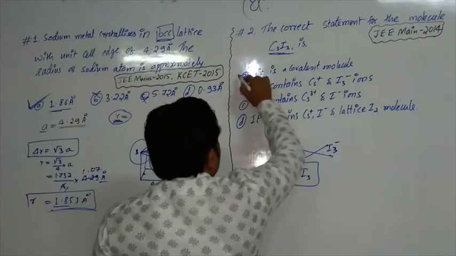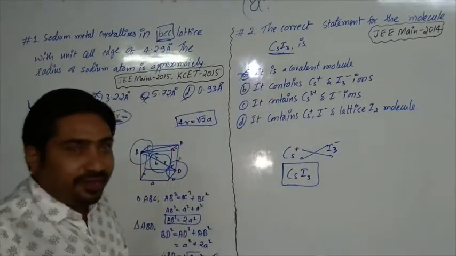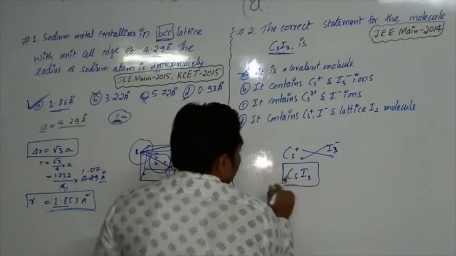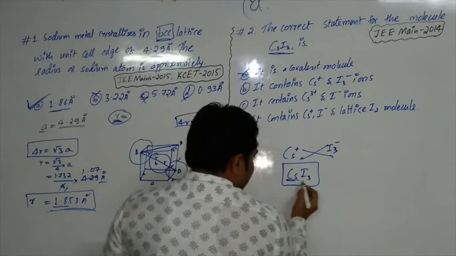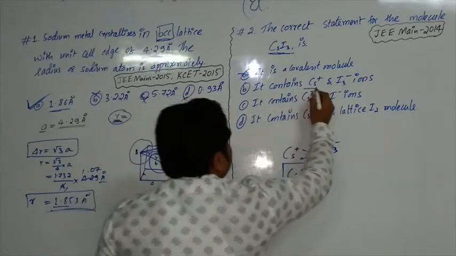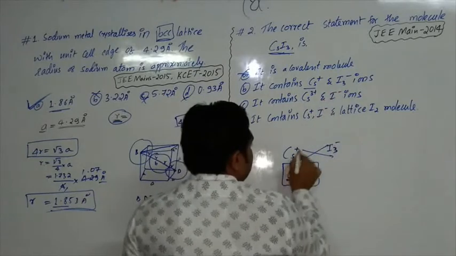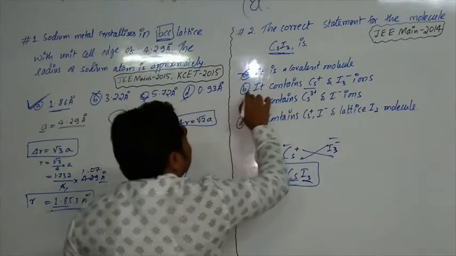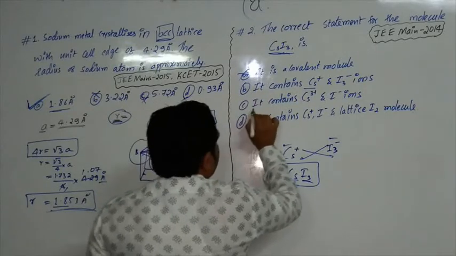It is a covalent molecule. This is wrong. It is not a covalent molecule because it is an ionic molecule. Why? Because this is the largest cation and it is also a larger anion. It contains Cs plus and I3 minus. So this might be our answer. It is correct. Let us see the next one.